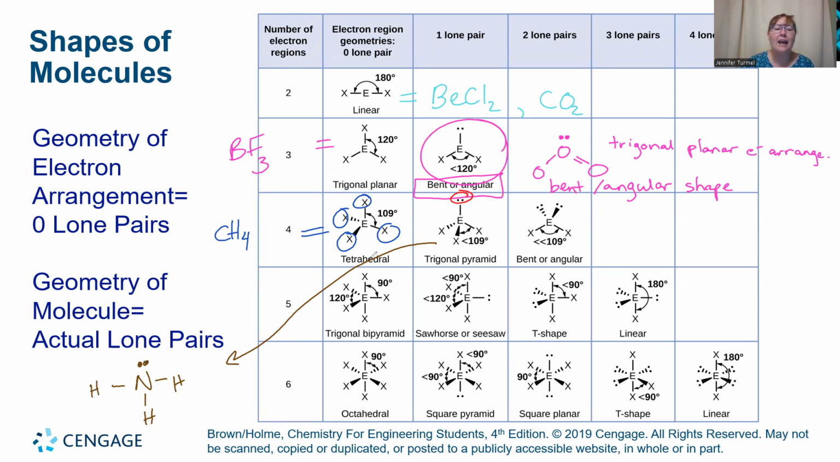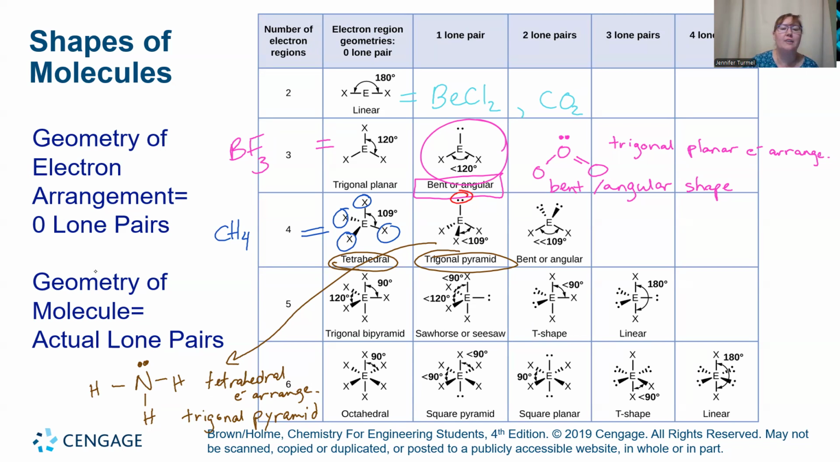Okay, and that has a tetrahedral electron arrangement, and the shape is trigonal pyramid. So that's the way you do that. Sorry, I said the wrong thing. It has a tetrahedral electron arrangement, and it has a trigonal pyramid shape. So you always have to be thinking about what's what.